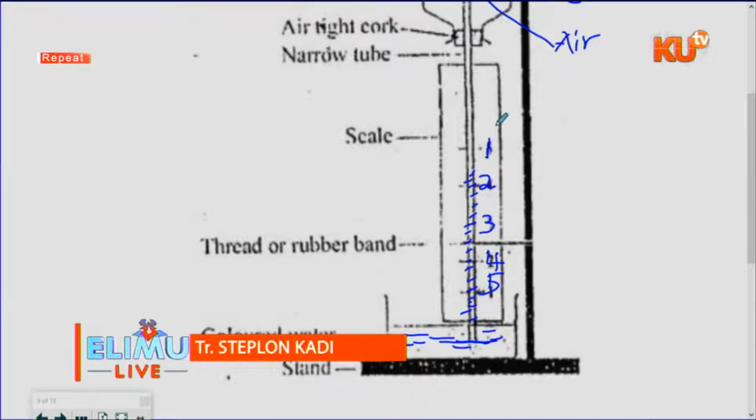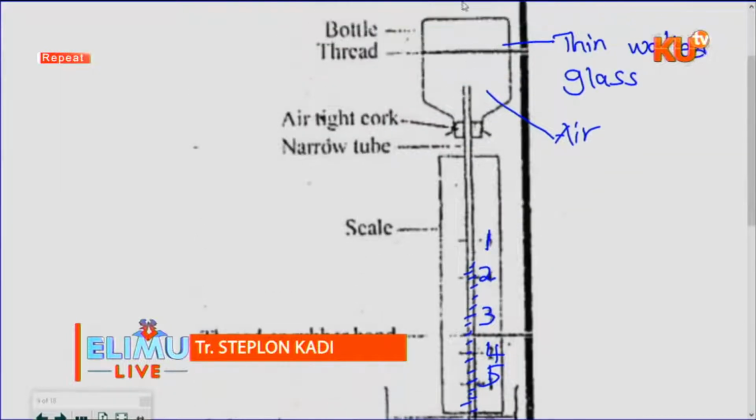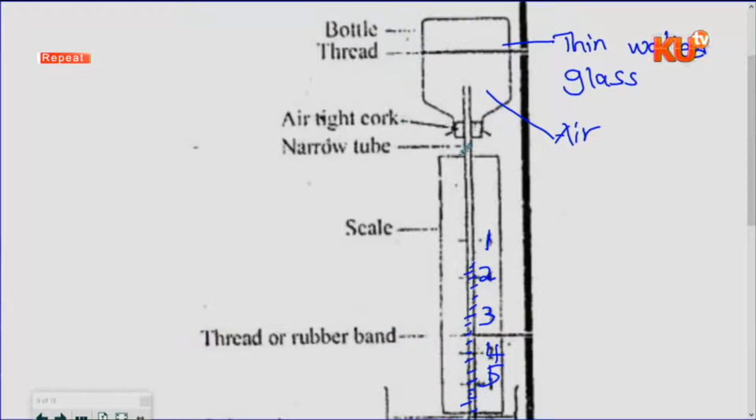So we look at the expansion and contraction of air. So when the temperatures are high, air in the thin-walled glass bottle gets heated and moves downwards. So as it moves downwards, it pushes the colored water downwards also, therefore having a higher reading on the scale.